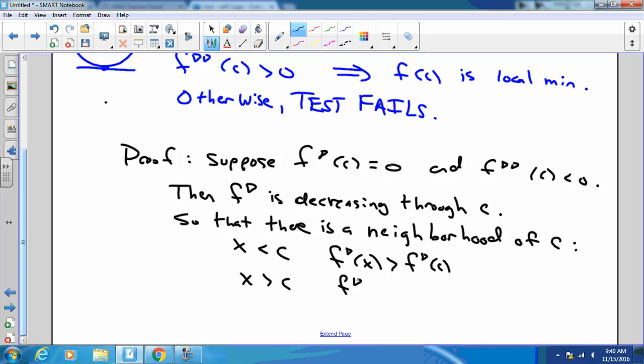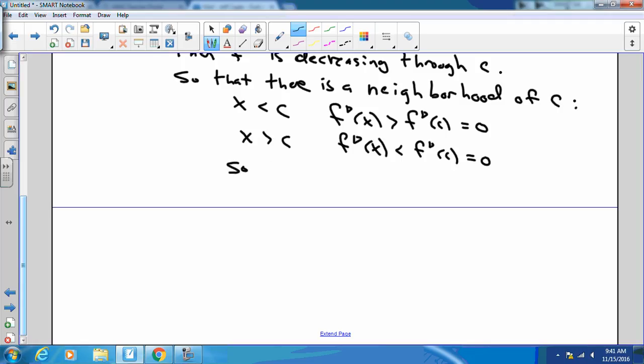If I go to the left, I go up. And if x is greater than c, then f prime of x is less than f prime of c. In other words, if I go to the right, I go down. But what is the value of f prime of c according to our hypothesis? 0. So what have I just said? I have just said that f prime of x changes sign from positive to negative. Hey, that's the first derivative test. That's a max. Ta-da!